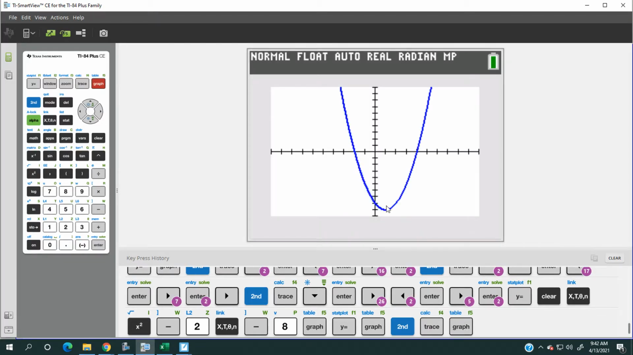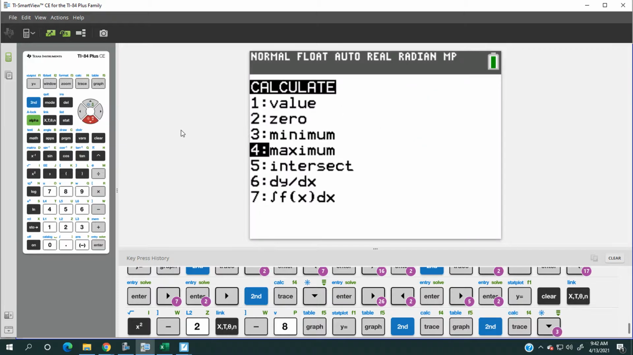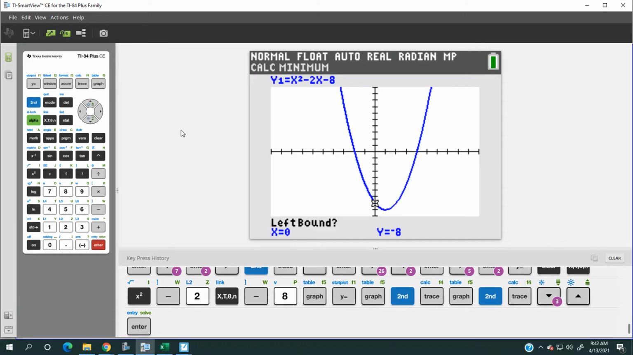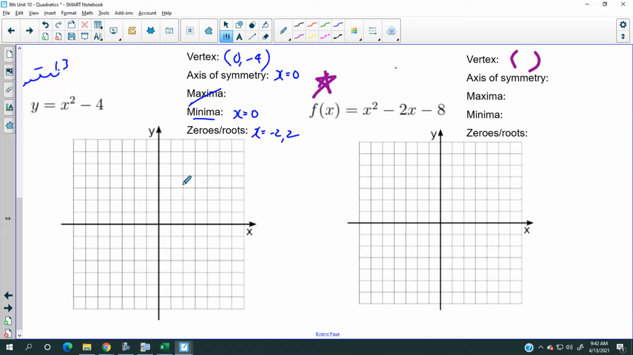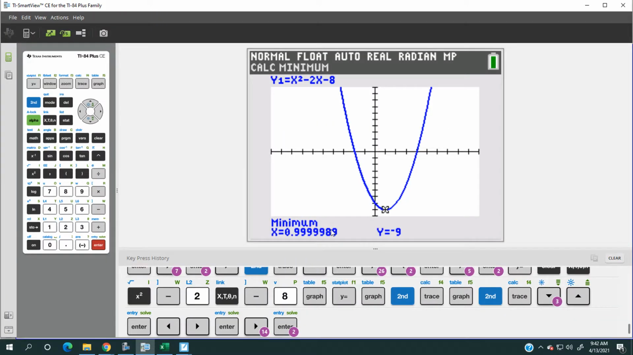Right, that's a minimum, so I'm gonna go second trace, go look for the minimum, left bound, yeah, I could actually do nothing, I press enter here. Press enter here, right, I got my 2 rulers, so to speak, guess, yes. All right, yeah, it's 1. So x equals 1. So it's 1 what? What is that? 1 negative 9. It says it here, right? 1 negative 9. Okay, fine.